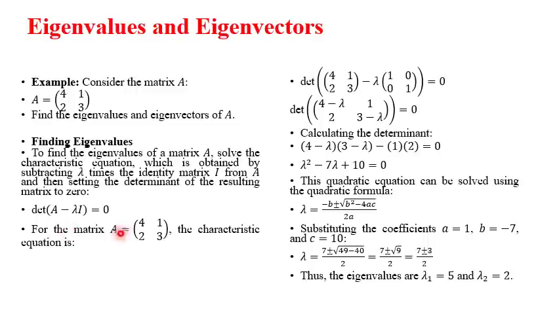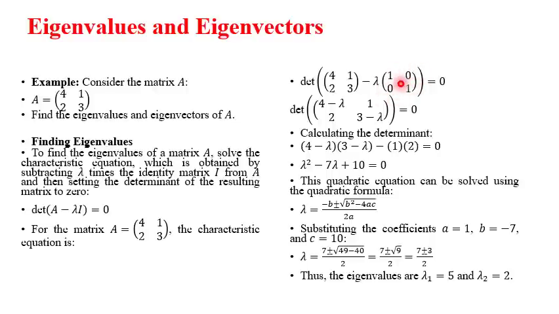So for this matrix A, we just try to transform this matrix into this form. Of course, this is A, and we do it this way, minus, we also want to consider this aspect, lambda multiplied by identity matrix I. So now, this is lambda, and this is an identity matrix.